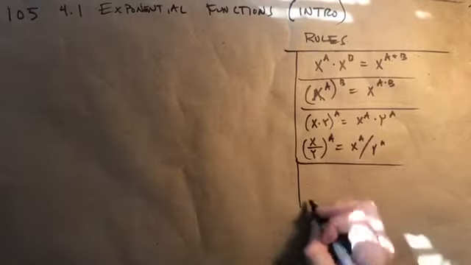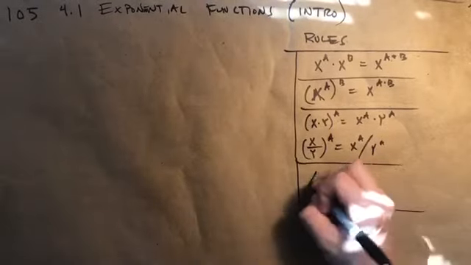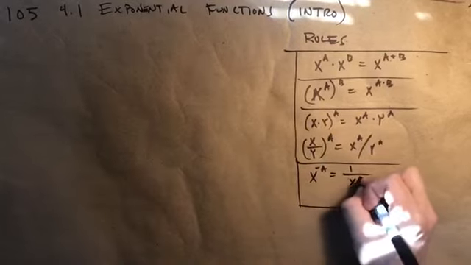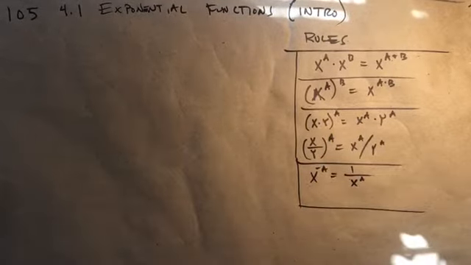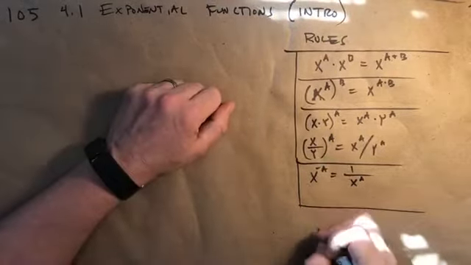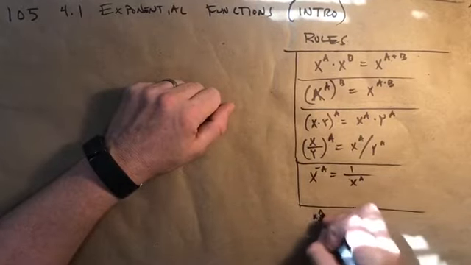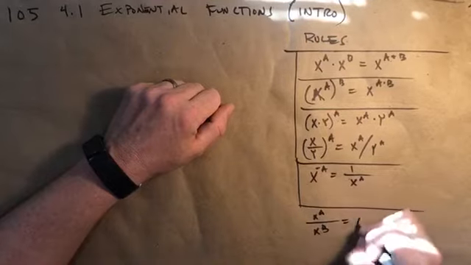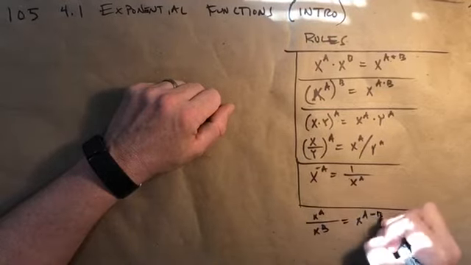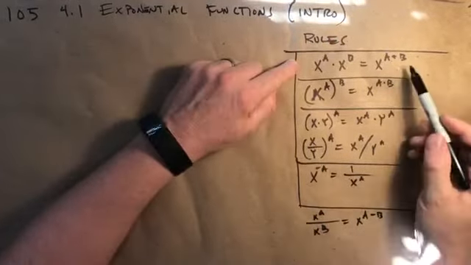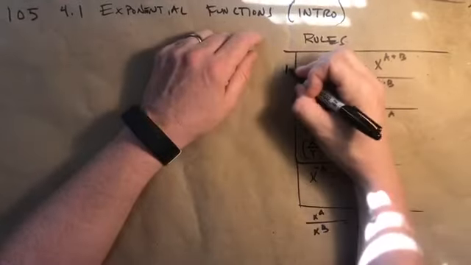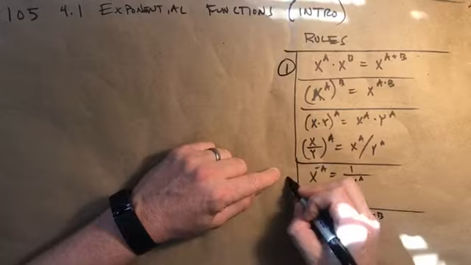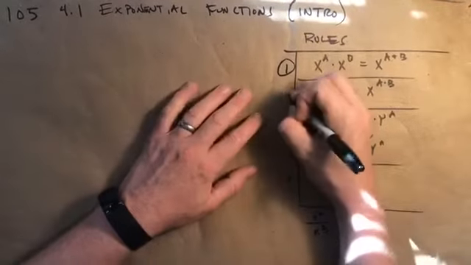And I guess we could probably talk about x to the negative a as 1 over x to the a. And I guess I can include if I have x to the a divided by x to the b, we'll have x to the a minus b. But I think that's really a combination of rule number 1 and rule number 2, or rule number 4.